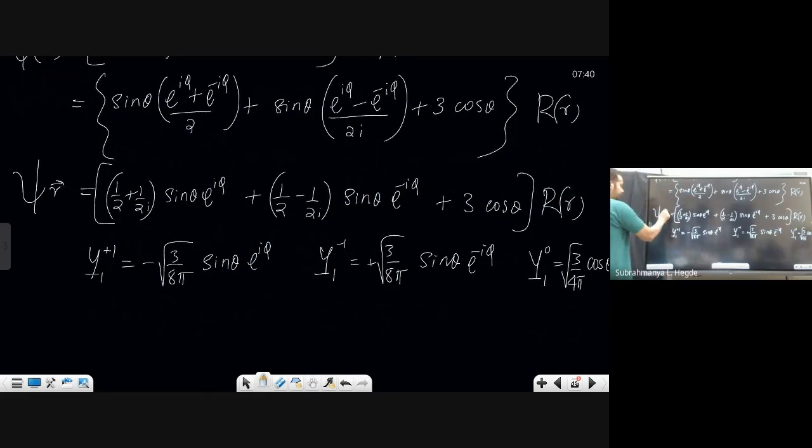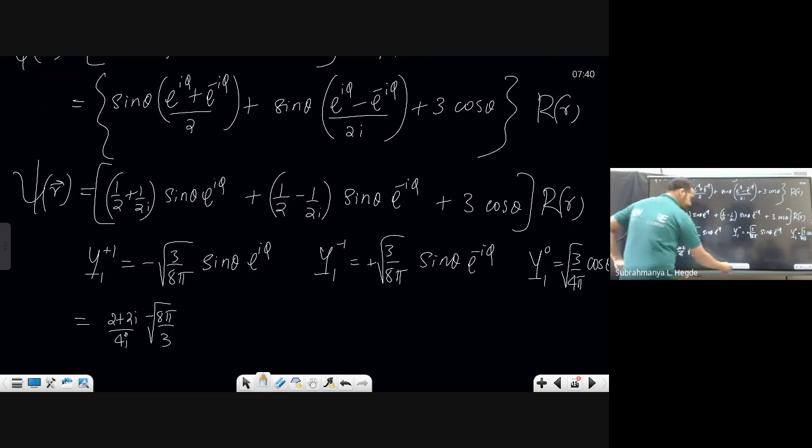Now psi of r. You don't have to worry about this part; you can just see it as a linear combination of spherical harmonics. Look here: 1/2 plus 1/(2i), how do you write this? 2 plus 2i by 4i, am I right? So sine theta e^{iφ} is root of 8 pi by 3, minus as a whole, times Y11.